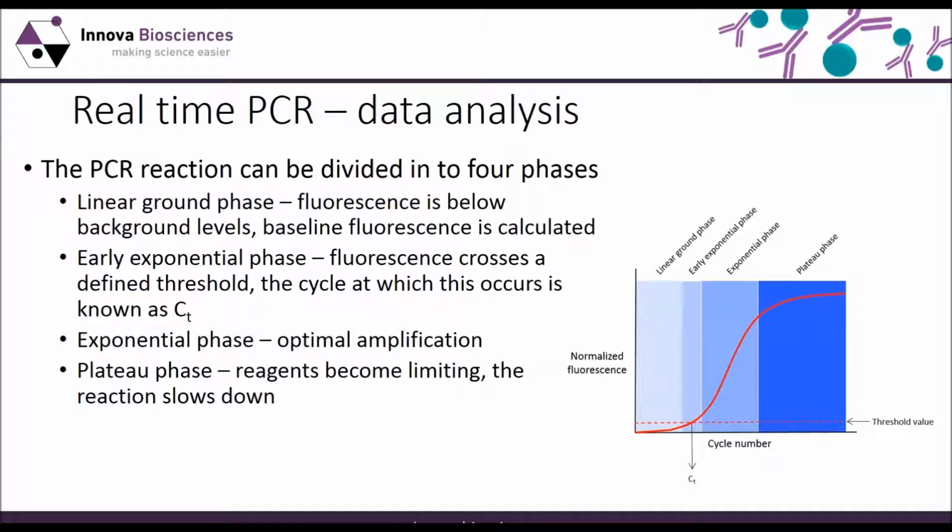At the early exponential phase, the fluorescence is significantly higher than background levels. The cycle at which the fluorescence crosses a defined threshold, usually 10 times the standard deviation of the baseline fluorescence, is referred to as the cycle threshold, or CT. Amplification is optimal during the exponential phase, but as the reagents become limiting, the plateau phase is reached.